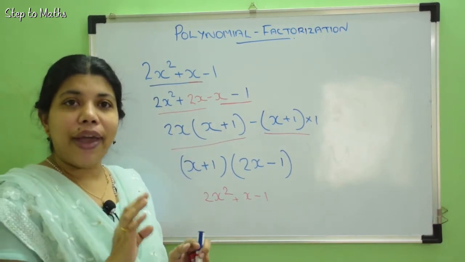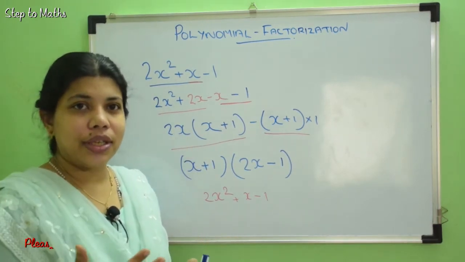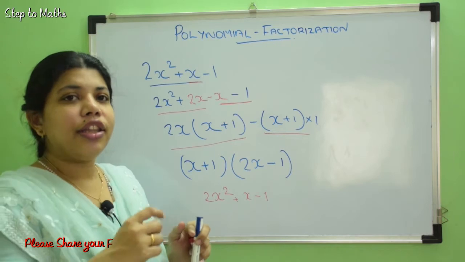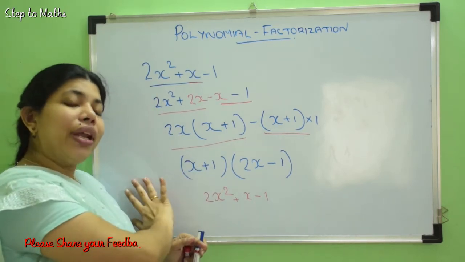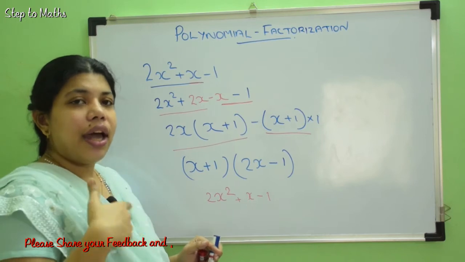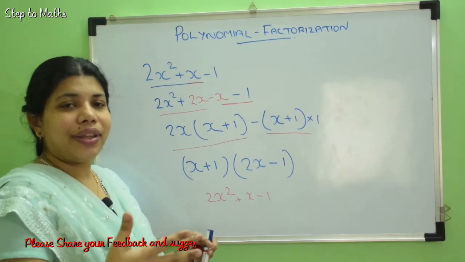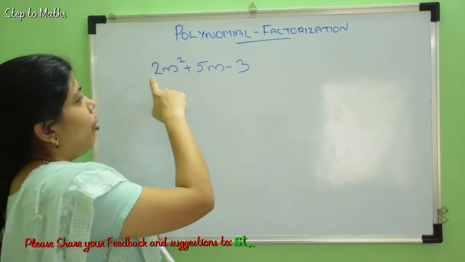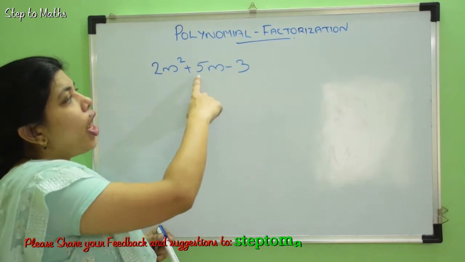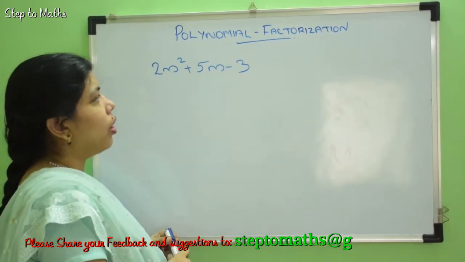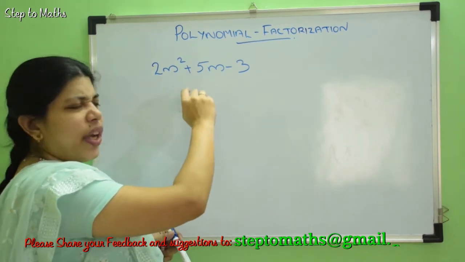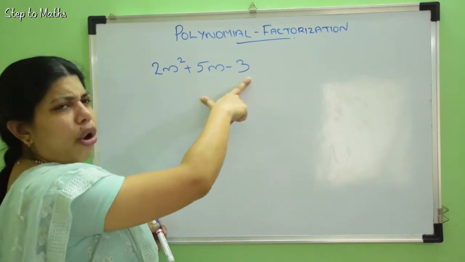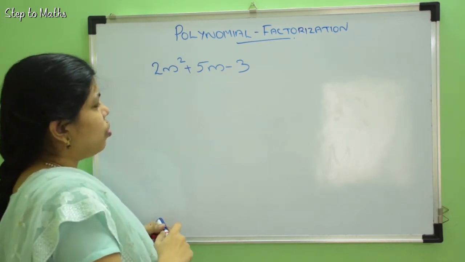Different polynomials can be factorized using different methods. As I already said, if we practice more on factorization, then only it becomes easier. Okay, let's consider two or three more examples, then it becomes clearer. Consider another question. Find the factors of 2m square plus 5m minus 3. Here also we can't apply any identities and there is no common factor. So what is the next step?